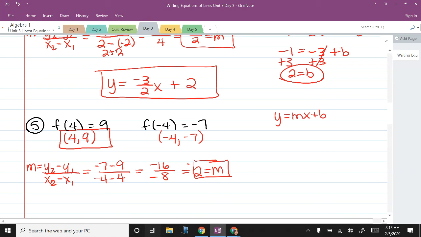All right. What goes in for y if I use 4, 9? 9. What goes in for m? What goes in for x? 4 plus b. What's 2 times 4? So 9 equals 8 plus b. How do I solve for b? And what's 9 minus 8? 1. So 1 equals b. So I've got both of them. What's my equation?